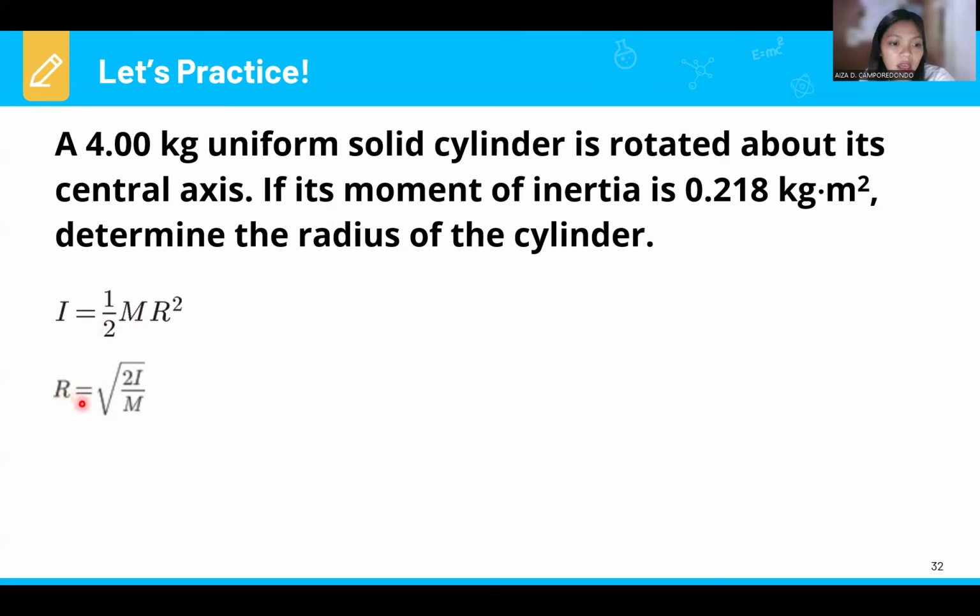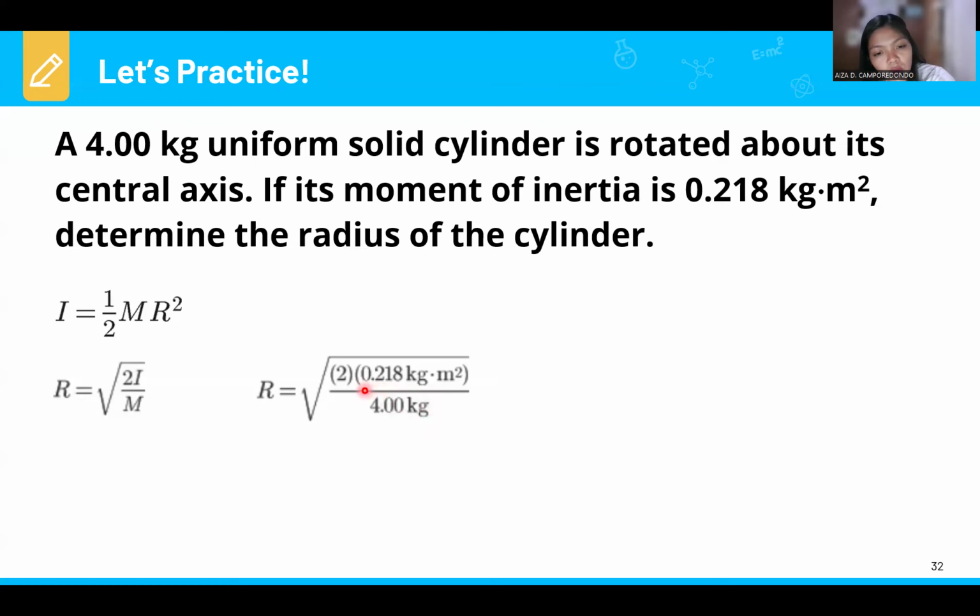Now we will get the formula. Radius is equal to the square root of 2 multiplied by moment of inertia over mass. Okay, so next we're going to substitute all the given values to this formula. That will leave us with 2 times the moment of inertia, 0.218 kilogram meter squared, over the mass of 4.0 kilogram of the uniform solid cylinder.